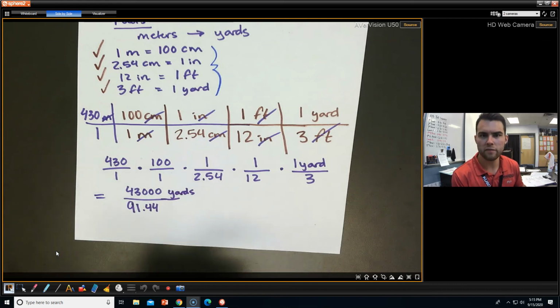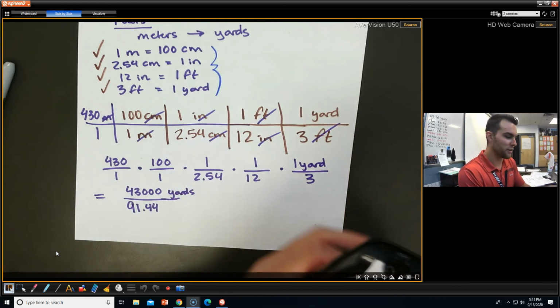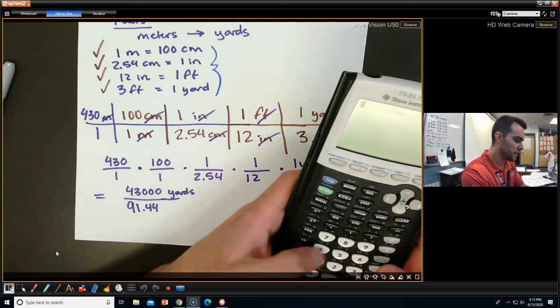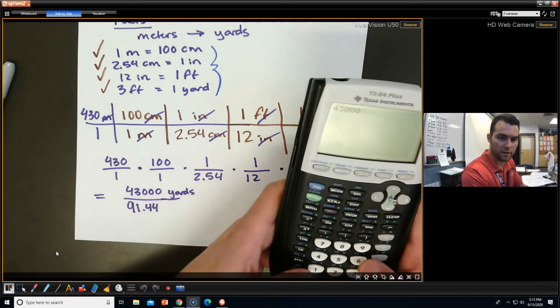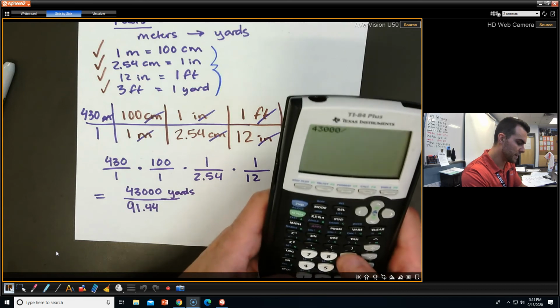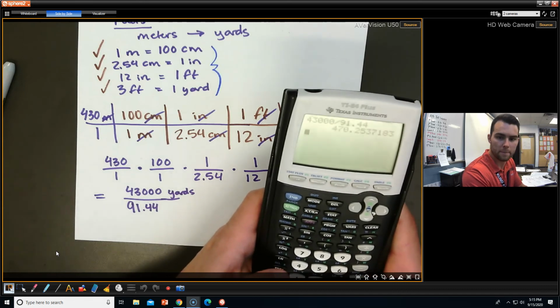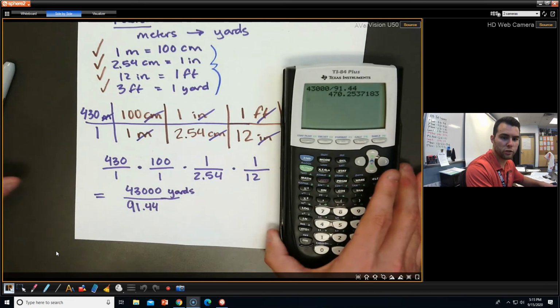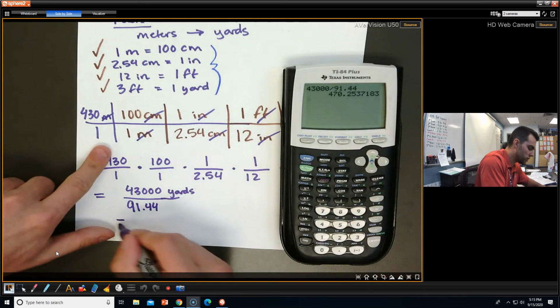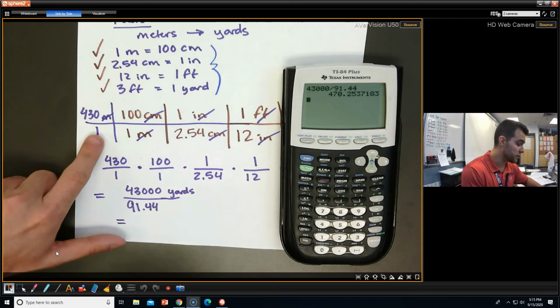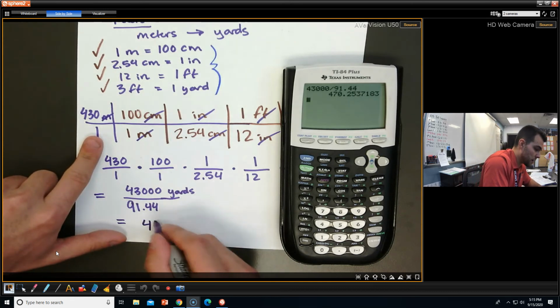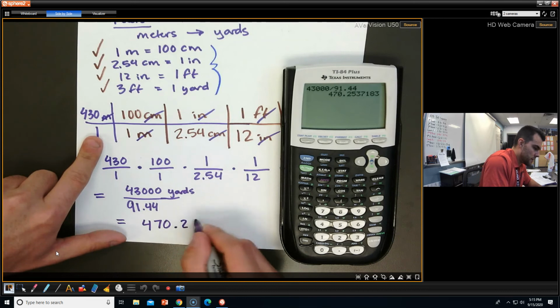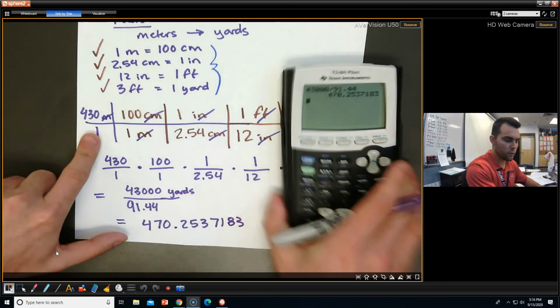And now we have this weird looking fraction. But we know how to convert that fraction to a decimal. How do we do it? Once again, level 1, good old reliable, the building block. We divide the top by the bottom. 43,000 divided by 91.44. I get that absolutely hideous, absolutely atrocious number. I'm going to write the whole thing.